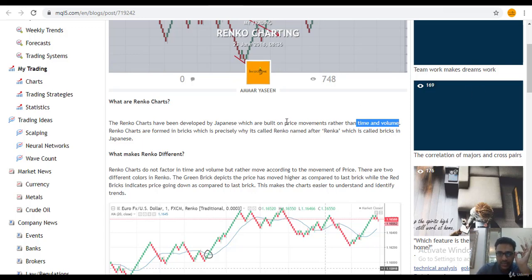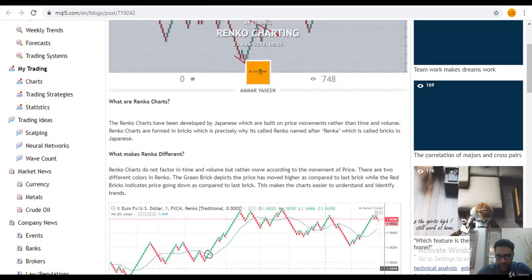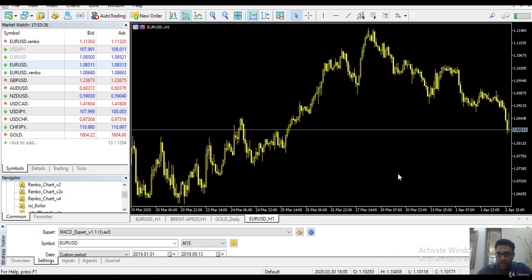So how does it take this into account? The Renko charts are formed in bricks, which is precisely why it's called Renko, named after Renga, which means bricks in Japanese. So that means one candle in the Renkos is basically a brick. So what is a brick? Let's move on to regular charts.